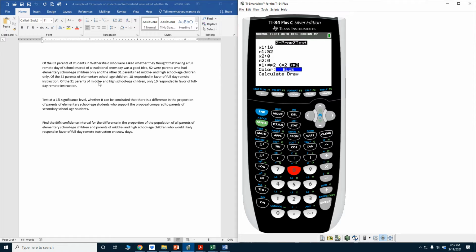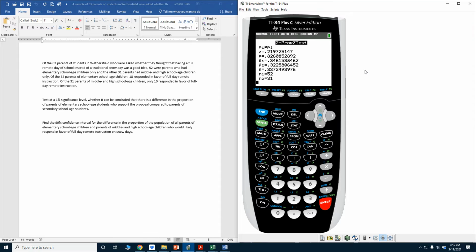Of the 31 parents of middle and high school age children, there were 31 of those parents surveyed, and 10 of them responded in favor of full remote day instruction. And we're going to do a test to see if there's a difference. Okay, if all we're doing is testing to see if there's a difference, we're going to say that P1 is not equal to P2. If you're testing to see if P1 is greater than P2, you would select greater than. If you want to test to see if it's less than, you would select less than. We're looking to see if P1 and P2 are different, so we select not equal to.